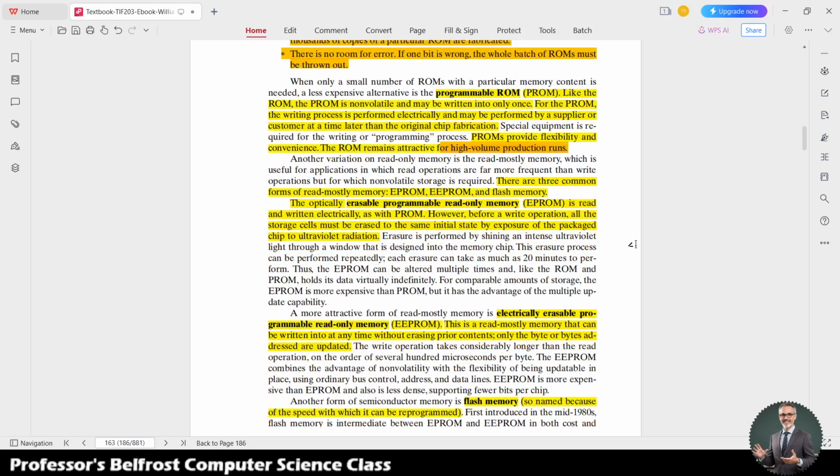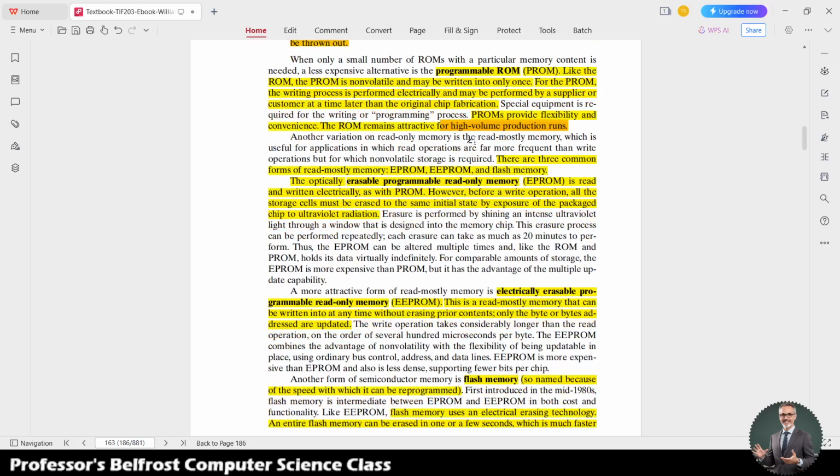There is another variation on ROM, which is the read-mostly memory. It is used for applications in which read operations are far more frequent than write operations, but where non-volatile storage is required. Actually, there are three forms of read-mostly memory: EPROM, EEPROM, and flash memory.